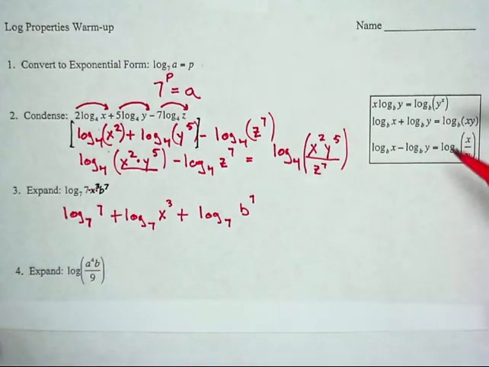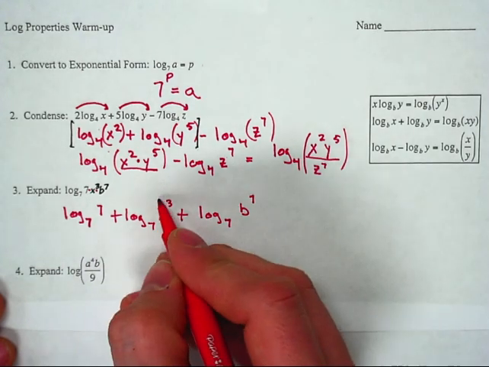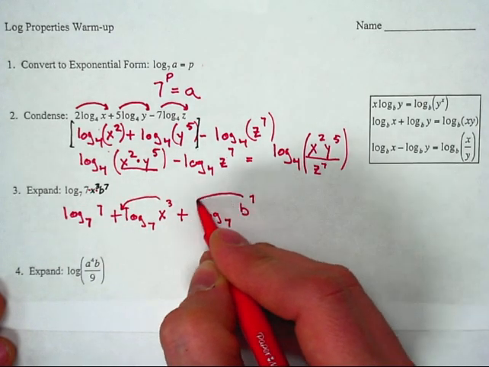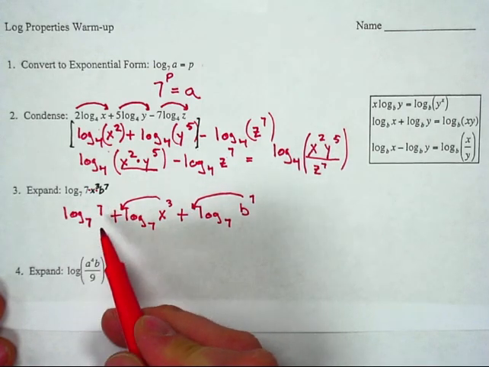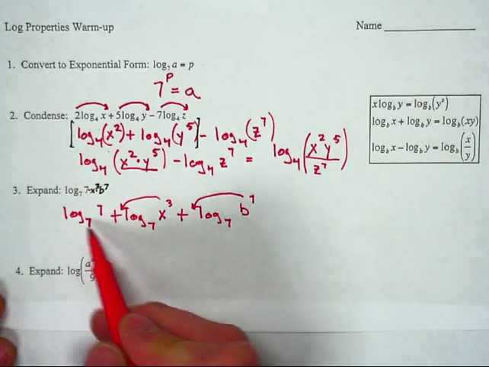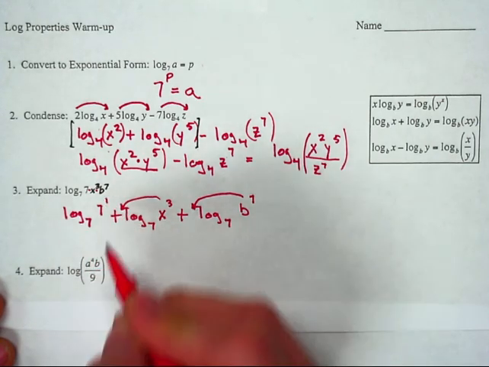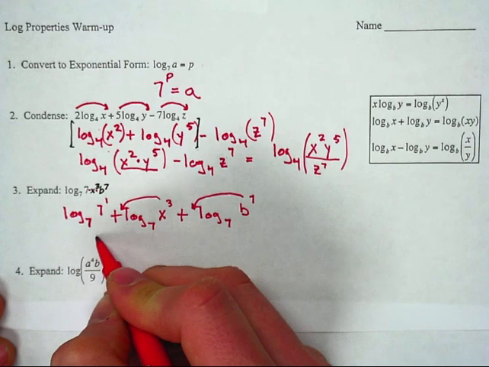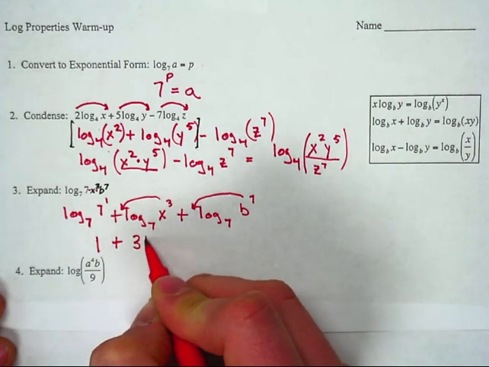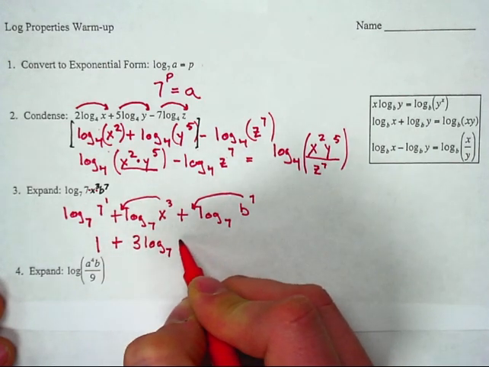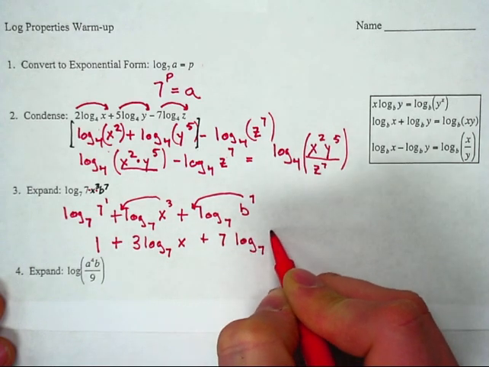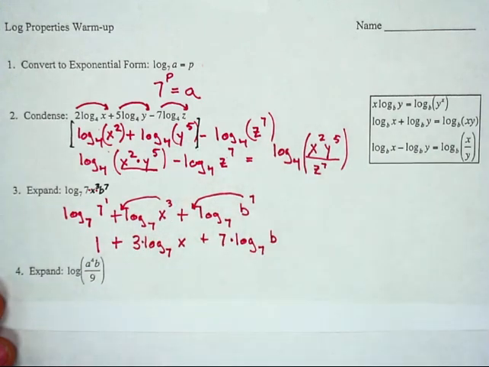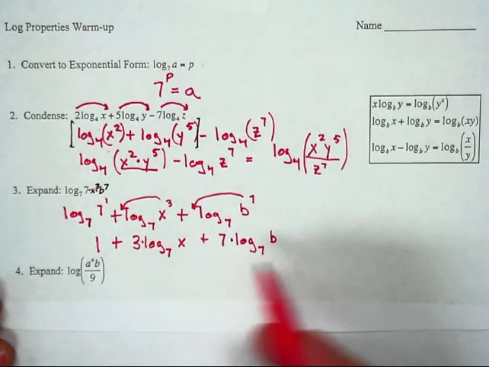And now we apply the power property if we have to. Here this 3 is going to move down out front. This 7 is going to move down out front. This log base 7 of 7 can actually simplify as well, not with a property, but just our understanding of logarithms. 7 has an exponent of 1, so this turns into 1 plus 3 log base 7 of x plus 7 log base 7 of b. These are multiplied by those quantities. So now we've expanded into 3 terms.